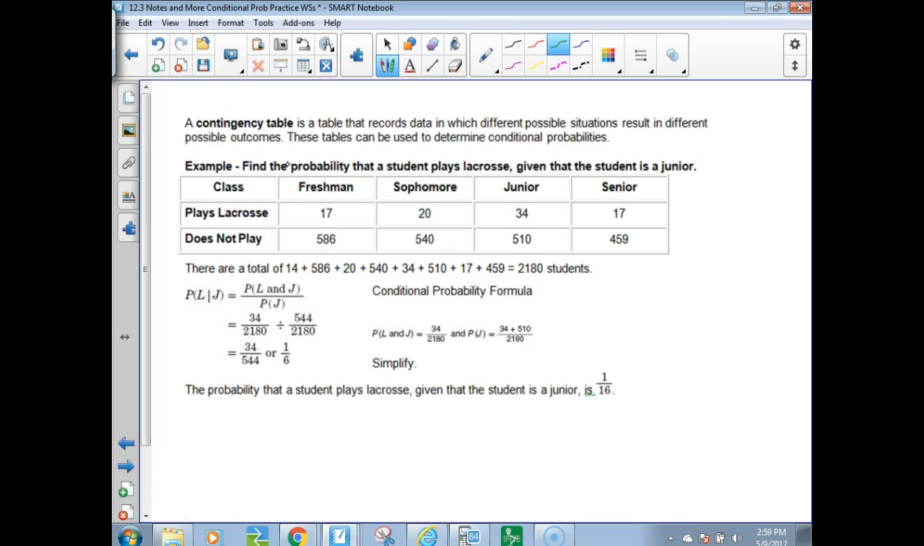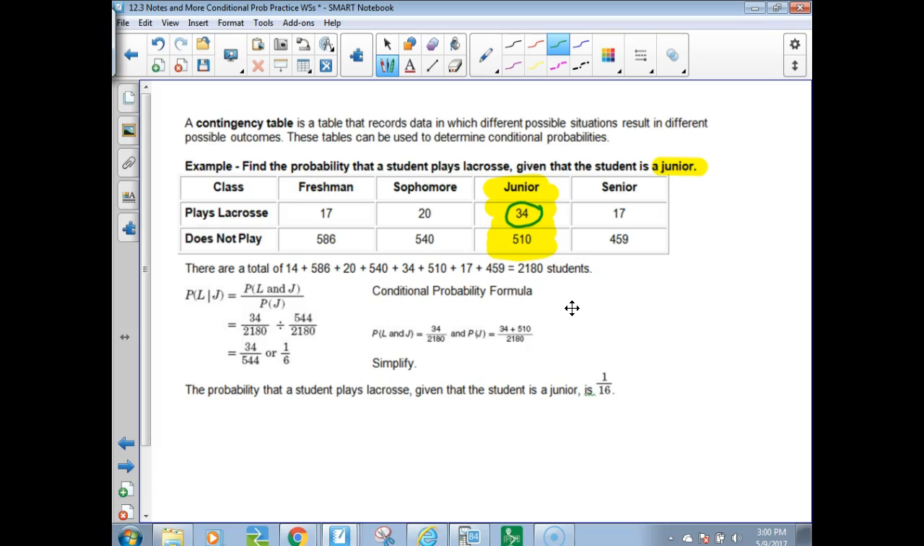This one says, find the probability that a student plays lacrosse given the student is a junior. All right, so who are we looking at? It says they have to be a junior, so we're looking at the juniors. Now the probability that a person plays lacrosse, given that they are a junior, we're going to figure out how many people play lacrosse. That would go from that column. So there are 34 of the juniors playing lacrosse.